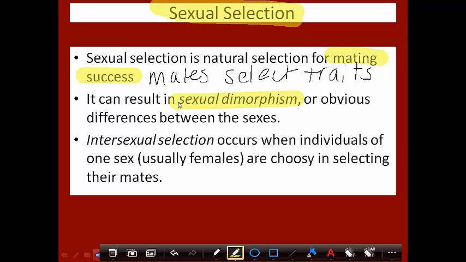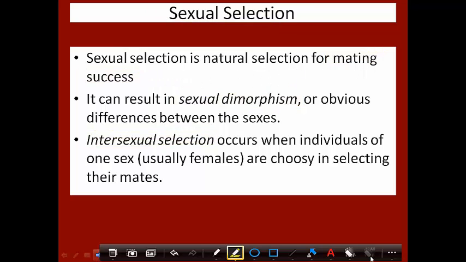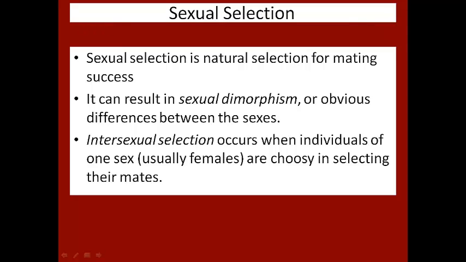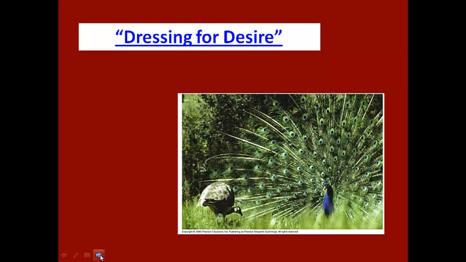The other thing it can result in is this thing called intersexual selection, in which individuals of one sex, like the females, are choosy in choosing their mates. Okay, again, that's how we get this sexual selection, with the mates choosing the traits that they want. So the prime example of this is probably already past your mind, is the peacock. So we're going to watch a little video clip here about sexual selection, and they talk about the peacock a little bit, but also some other organisms as well.